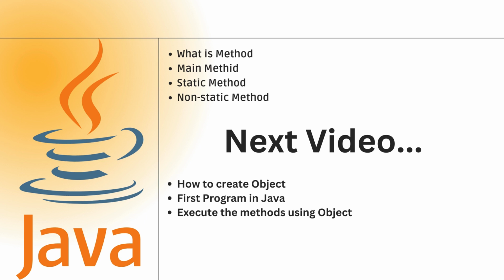In the next video, we will see how to create an object, and by using those objects, how to call the methods. Also, we will create a project, package and class, and we will use the syntaxes of the main method, static method and non-static method, and we will execute our first program.